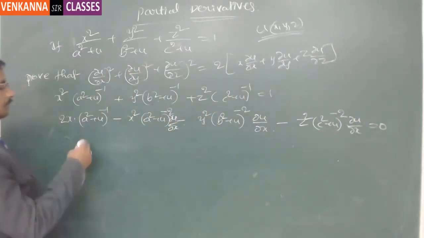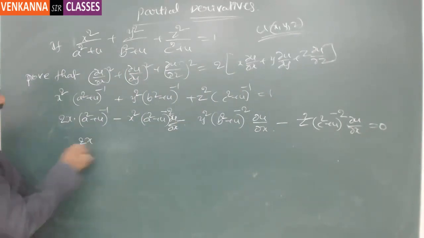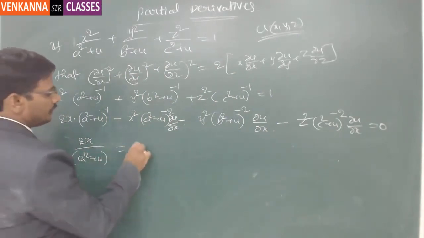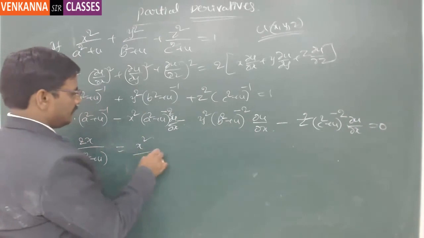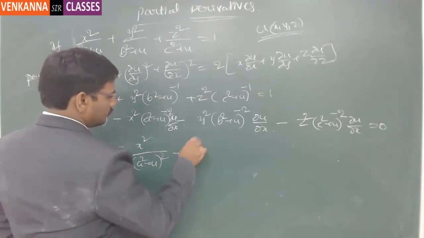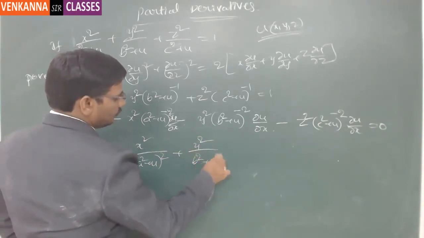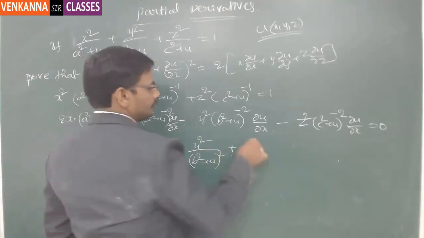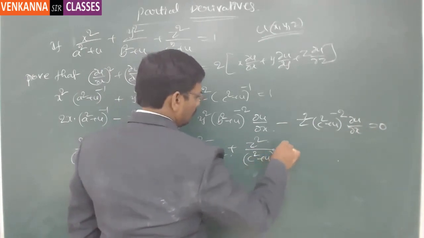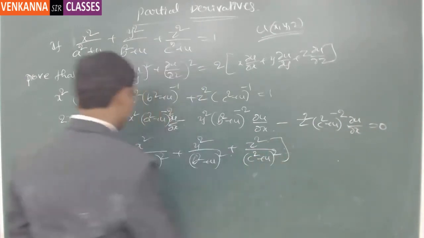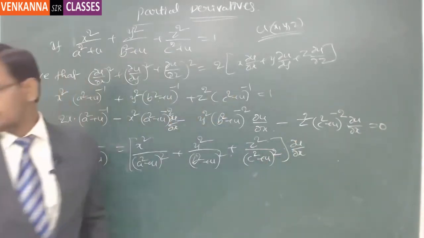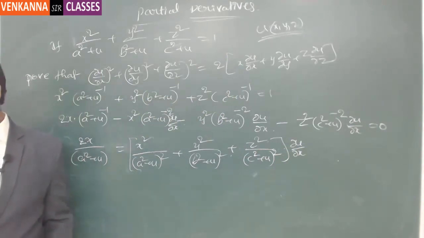Or this can be written as 2x divided by (a²+u) is equal to [x²/(a²+u)² plus y²/(b²+u)² plus z²/(c²+u)²] into ∂u/∂x. Got it? I hope you understood this. Everybody?